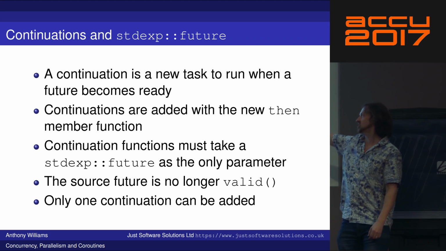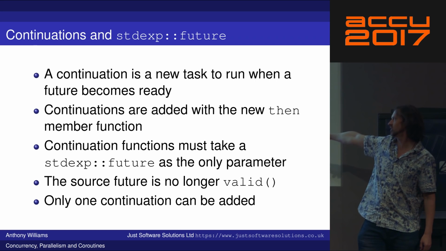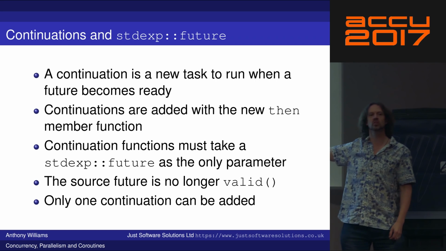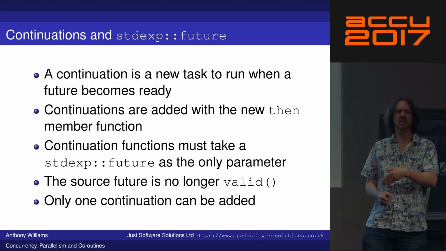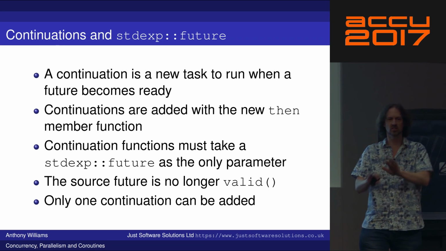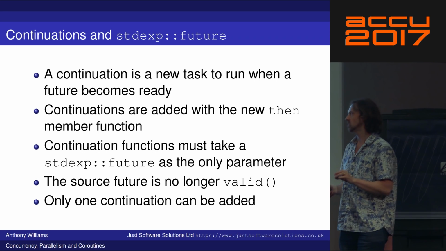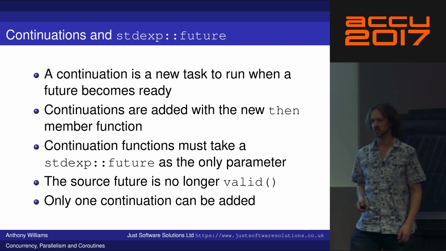If you use just plain futures, then it moves in, so the source future is no longer valid. And therefore, as a consequence, only one continuation can be added. You've got some future f, you call f.then, and f is no longer valid. You can't do anything else with it. You can't wait for it, you can't add a new continuation, nothing. Obviously, you can destroy it and assign new stuff, but it's now a different thing, so don't worry about that.